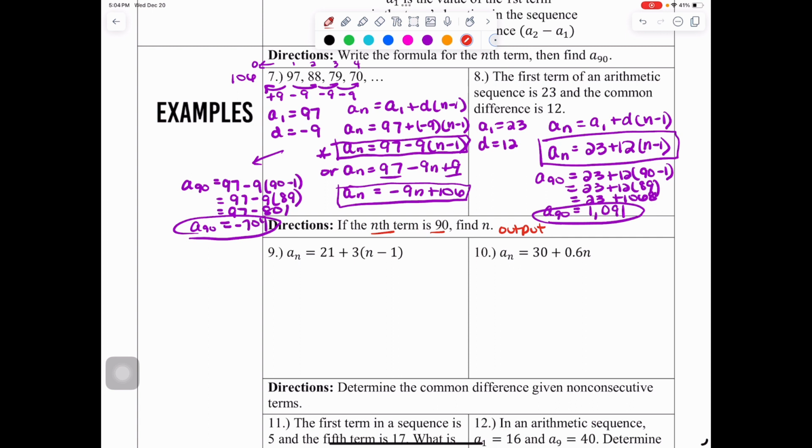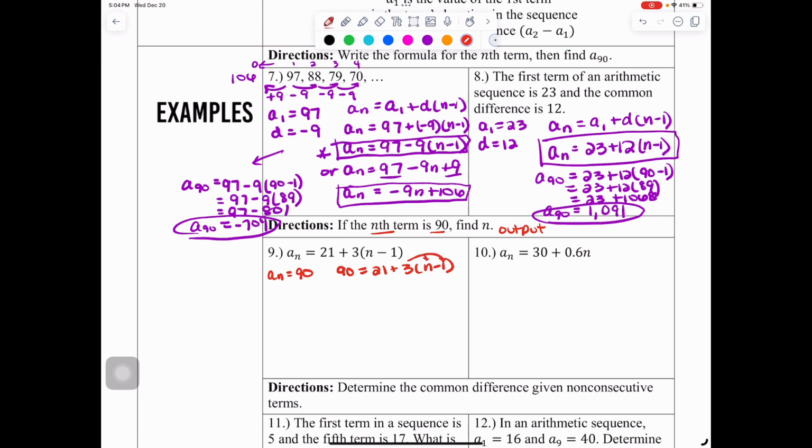So 7 and 8 were going forward. N was 90. You plug it in to find the nth term. Here, I'm telling you the nth term is 90. You're working your way backwards to find out what n is. So a sub n in its entirety is 90. That means that's going to go on the left-hand side of the formula, and we're going to write everything else exactly as it is. As you can see, by doing that, we now have an equation that we can solve.